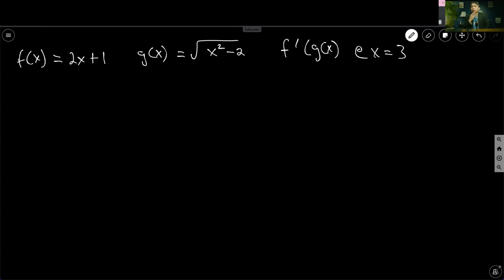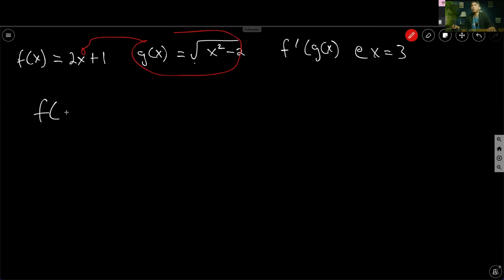For this problem, we're given an f of x function and a g of x function, and they want the derivative of f of g of x. So it's pretty much your standard derivative, except you have to do a composite beforehand. To do a composite, we just put one into the other. So in this case, we want to put the g function into the f of x function. So you want all of this right here, the g of x.